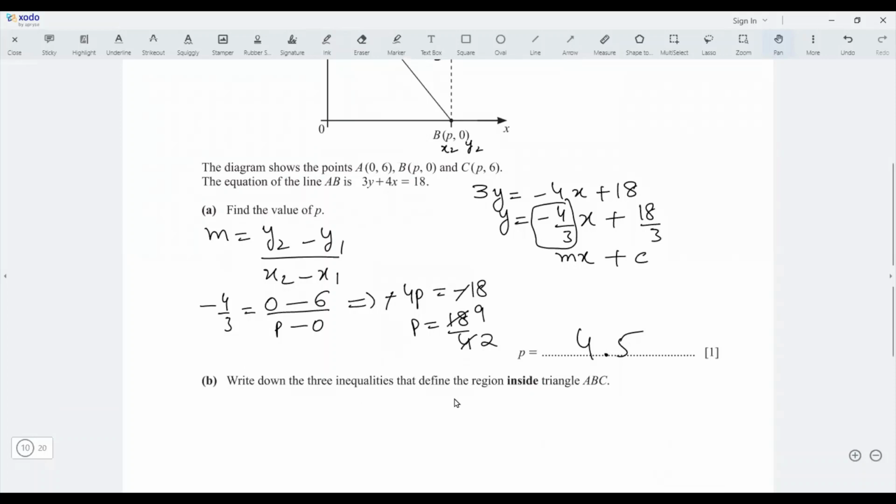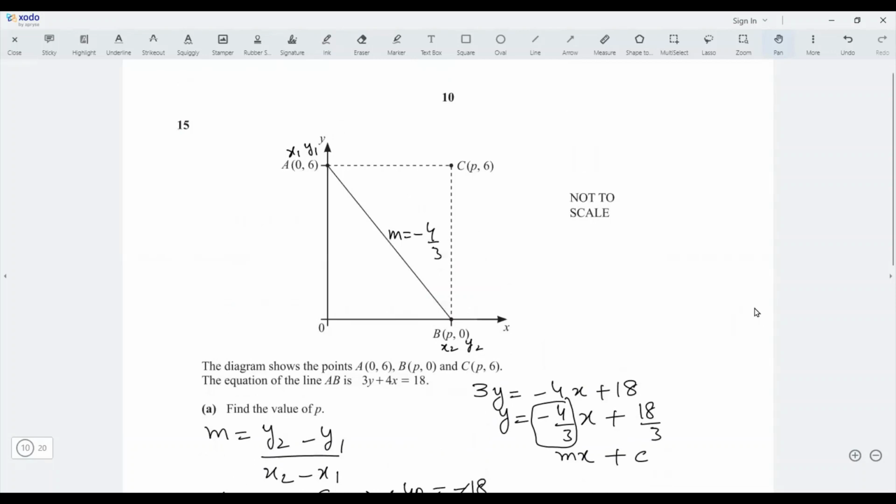Now, write down the three inequalities that define the region inside triangle ABC. Inside the triangle ABC, we have to write down the inequalities. So how can we write them? First of all, look at the region. The region is this. It's not shaded, and some of the lines are dotted lines and one is a solid line. Looking at the lines, those are parallel to the x-axis or parallel to the y-axis. The very first line is parallel to the x-axis. What is the value of y? It is 6 here. So the region is lying below it.